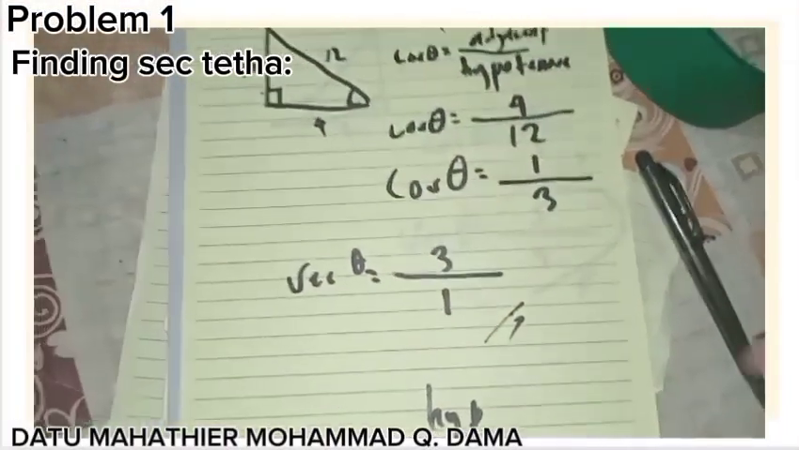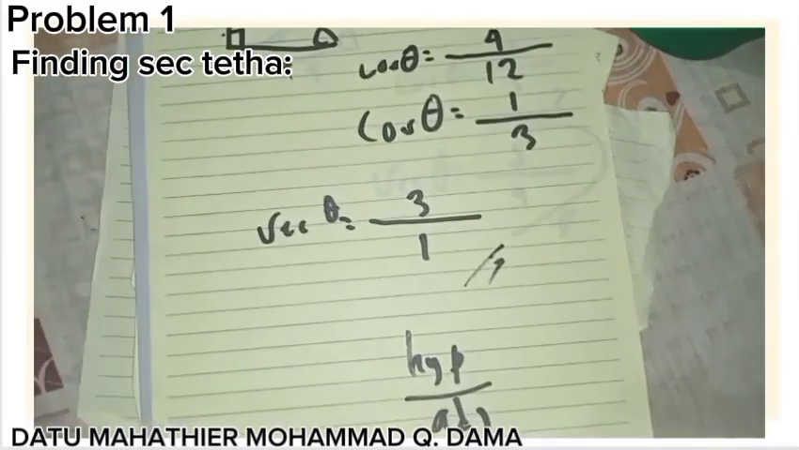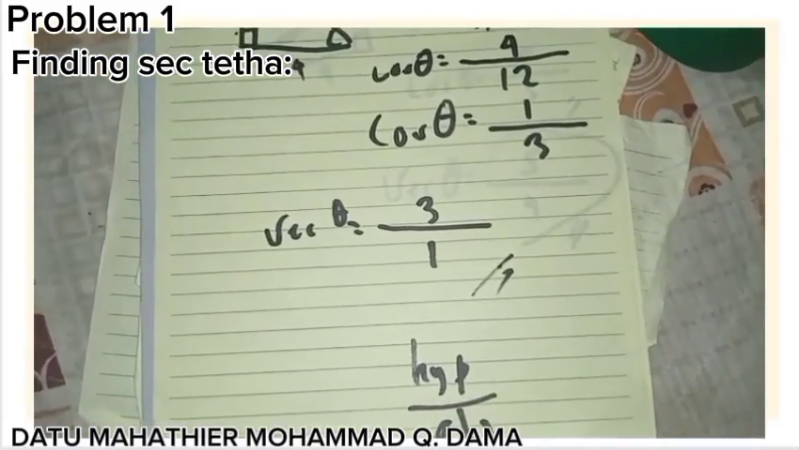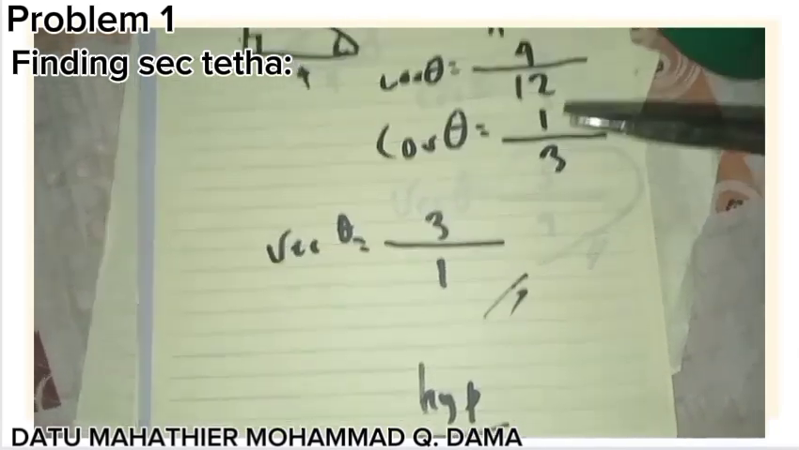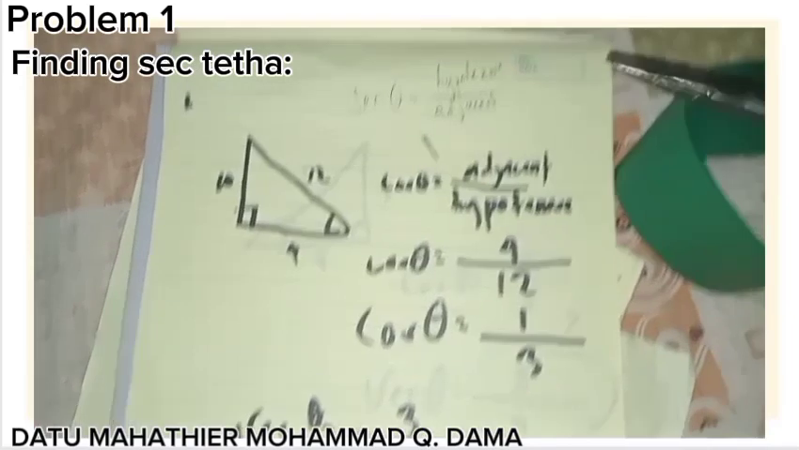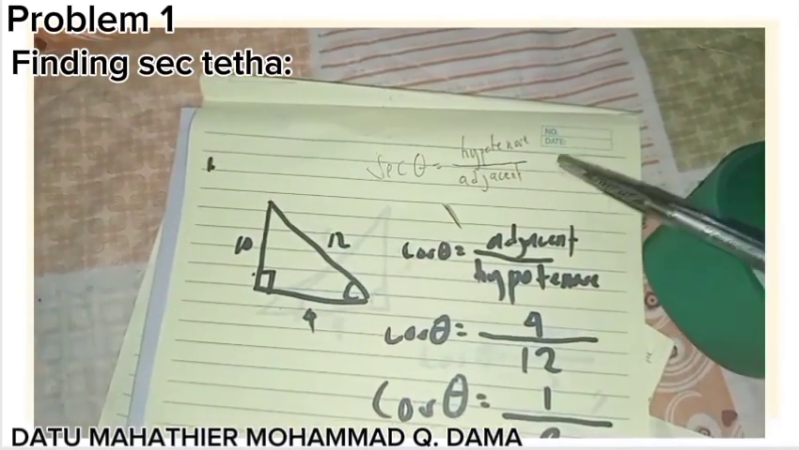Assalamualaikum warahmatullahi wabarakatuh, and I am Dr. Mahathir Muhammad Kilario Dama, and my topic is the sec theta. So the sec theta is just basically the reciprocal or the reverse of the cos theta. So the formula of the sec theta is hypotenuse over adjacent.